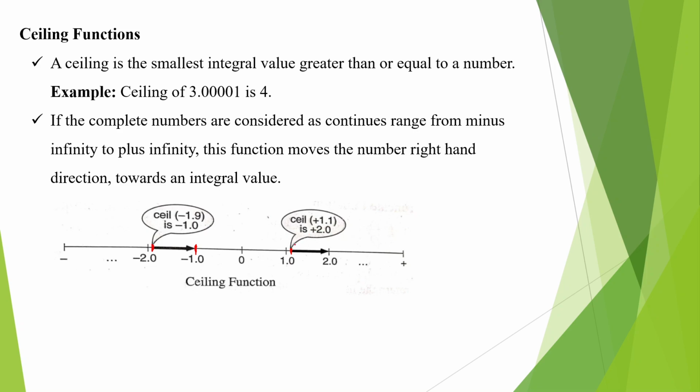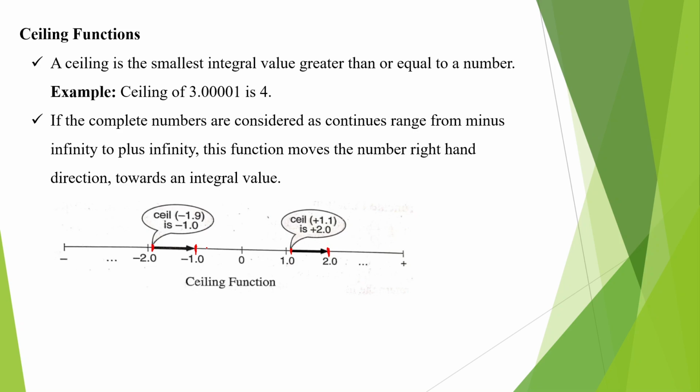So it will move in the right hand direction on the number line, and it will select the nearest possible integer value in the right hand direction, and that is 2 in this case. So it will assign 2. It will return 2. Ceil of plus 1.1 is 2. Here ceil of minus 1.9 is minus 1, as you can see. This is the explanation. Whenever you are calculating the ceil value, this will be the explanation.